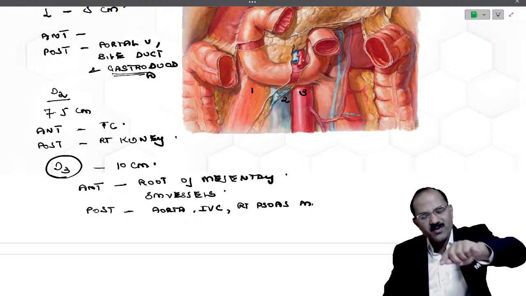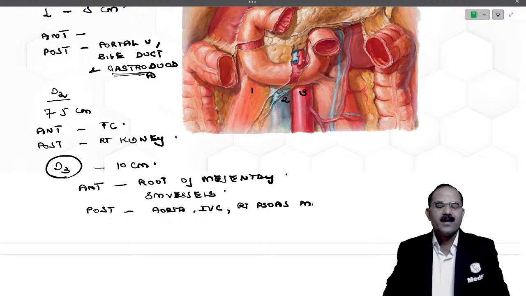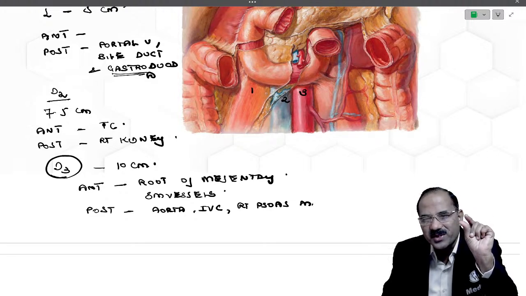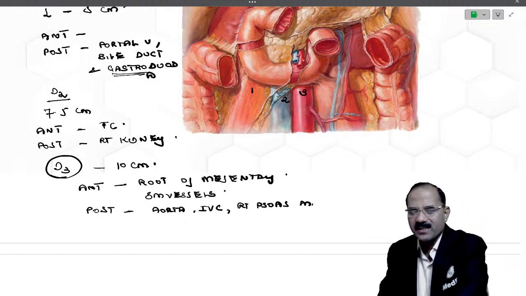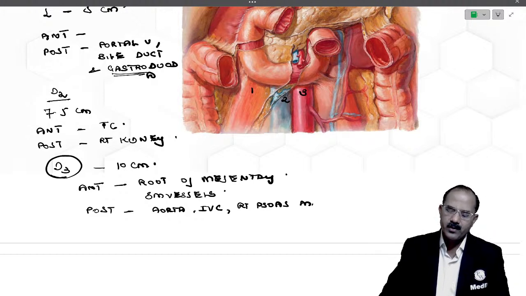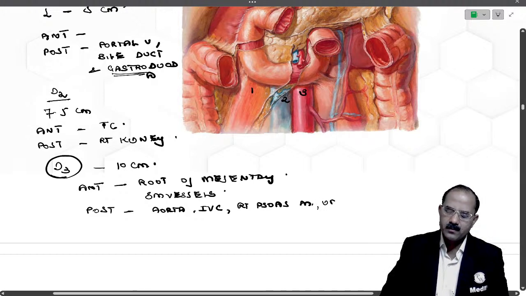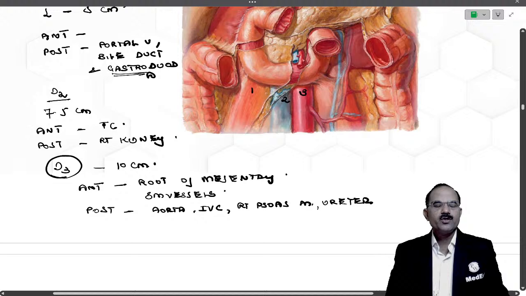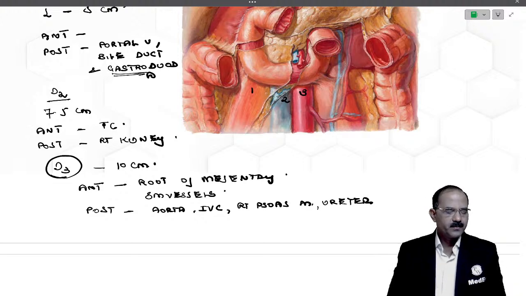The psoas major forms its posterior relation. Genitofemoral nerve is fine, but it is a tubular structure. Any guesses? That's the ureter. Okay, so the tubular structure is the ureter.